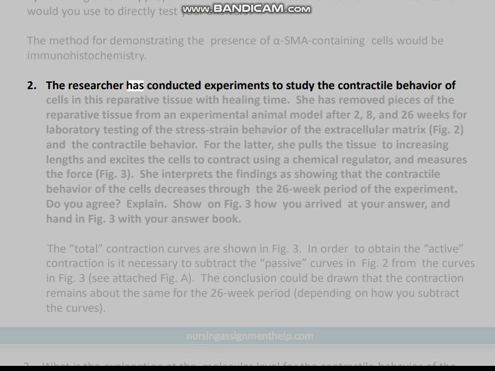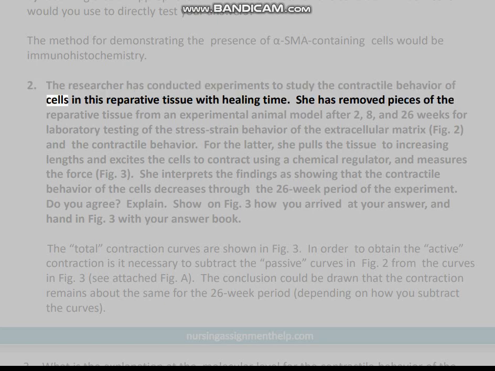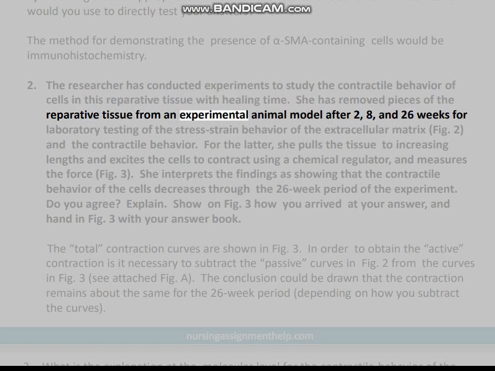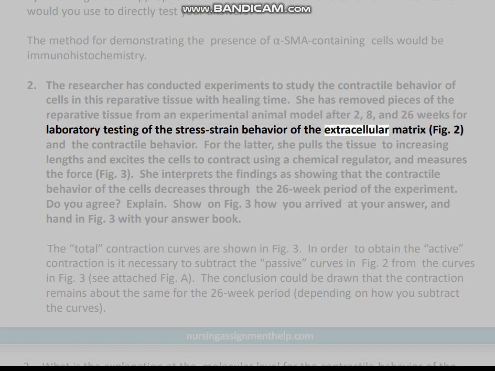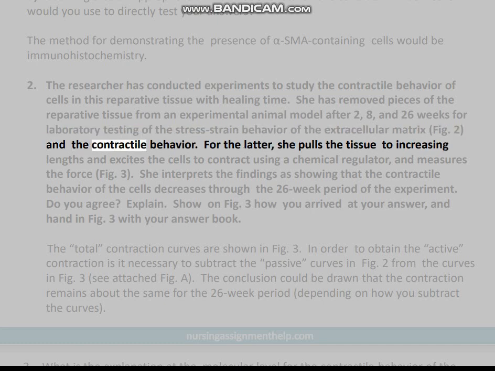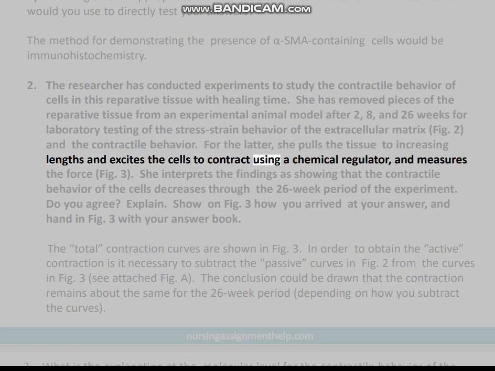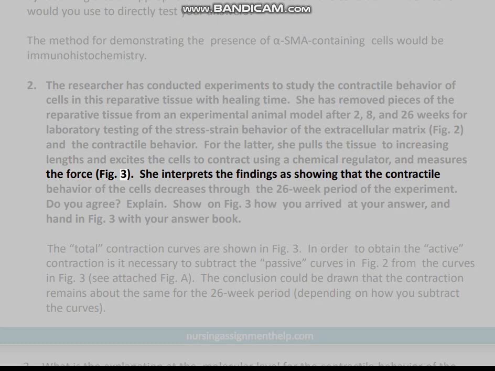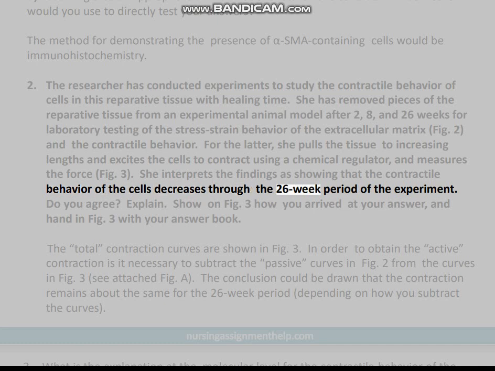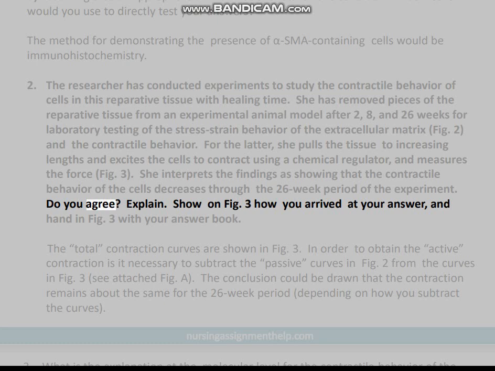2. The researcher has conducted experiments to study the contractile behavior of cells in this reparative tissue with healing time. She has removed pieces of the reparative tissue from an experimental animal model after 2, 8, and 26 weeks for laboratory testing of the stress-strain behavior of the extracellular matrix, Fig. 2, and the contractile behavior. For the latter, she pulls the tissue to increasing lengths and excites the cells to contract using a chemical regulator, and measures the force, Fig. 3. She interprets the findings as showing that the contractile behavior of the cells decreases through the 26-week period of the experiment. Do you agree? Explain. Show on Fig. 3 how you arrived at your answer, and hand in Fig. 3 with your answer book.